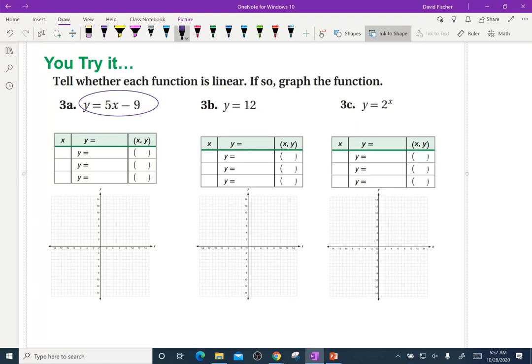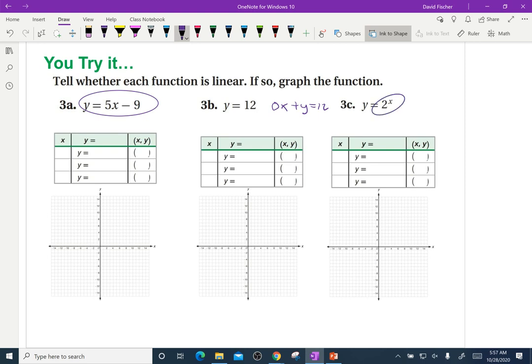So, where's my x's at? Well, sometimes we don't write the x's, but they're still there. We just have 0 x's plus y equals 12. That says the exact same thing as 3b. Okay, so if there are no x's, sometimes I'll just put it in. Okay, how about 3c? Is that one going to be a linear line?